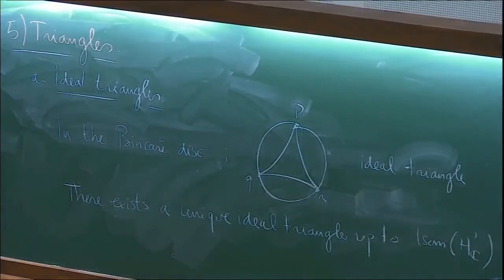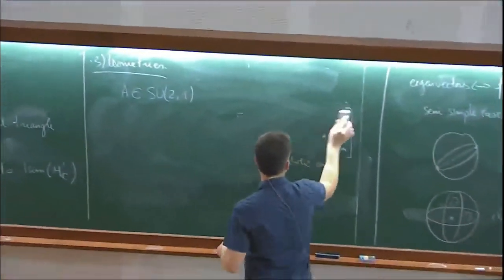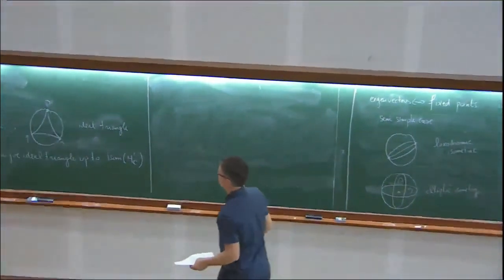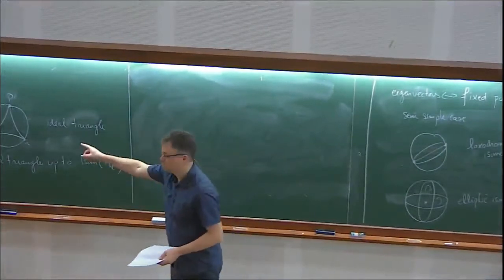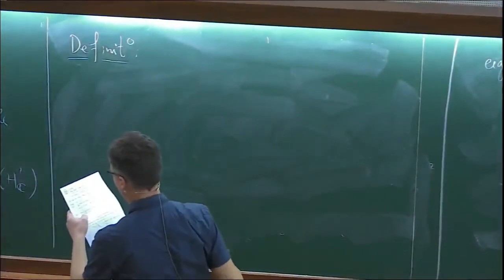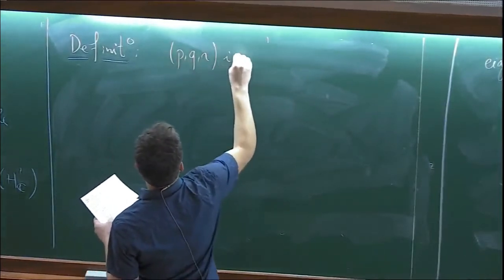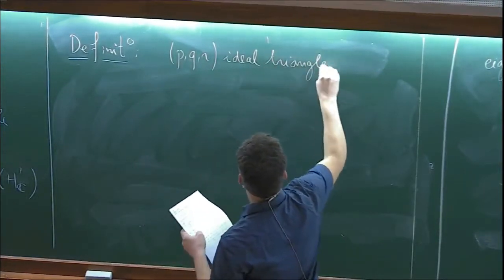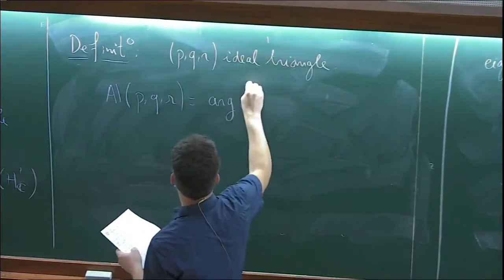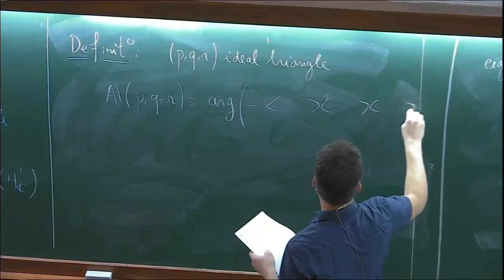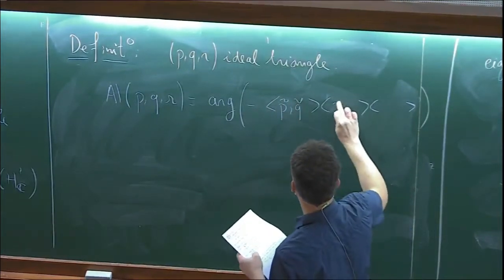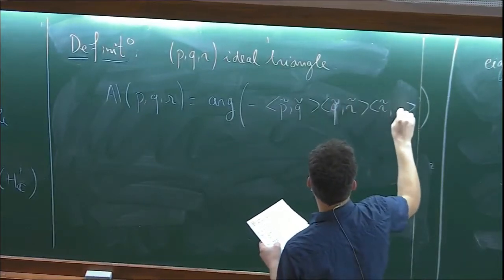Okay. Now, what's the situation in higher dimension? I could draw the same picture in 4D. It would be exactly the same. So, definition. If I take P, Q, R, an ideal triangle, then I define an invariant of PQR, which is the argument of minus something that I'm going to fill in now. I'm taking, with the obvious notation, lifts of the vectors: Q tilde, R tilde, R tilde, Q tilde.